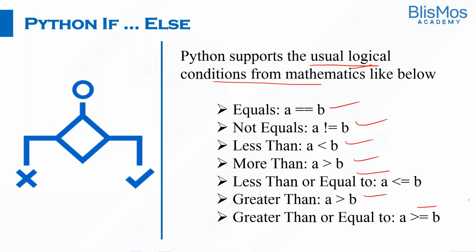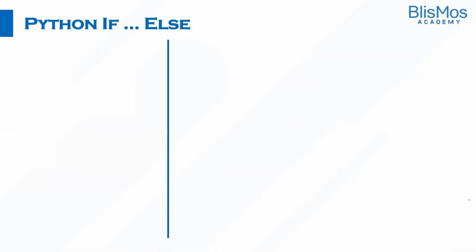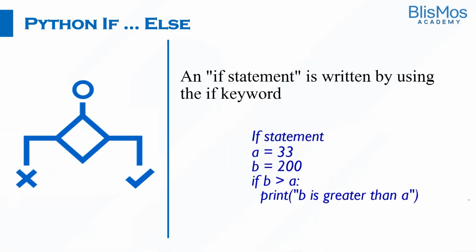As I indicated, we are often presented with conditions. Based on a particular condition, we take decisions. As a part of the selection, we have the if else statement or if else control flow structure. To use this, we need to have an if statement. An if statement is written by using the if keyword. So as we already know by this time, we can say if b is greater than a, then print b is greater than a.